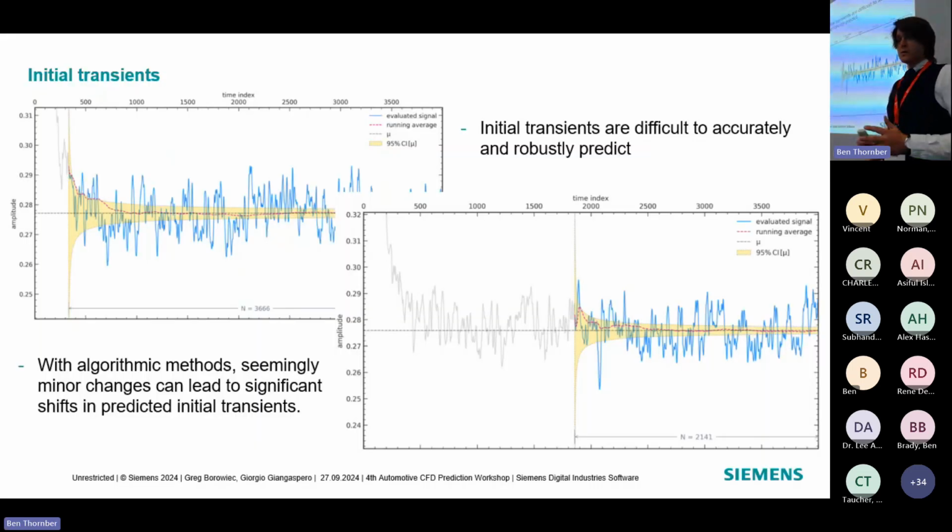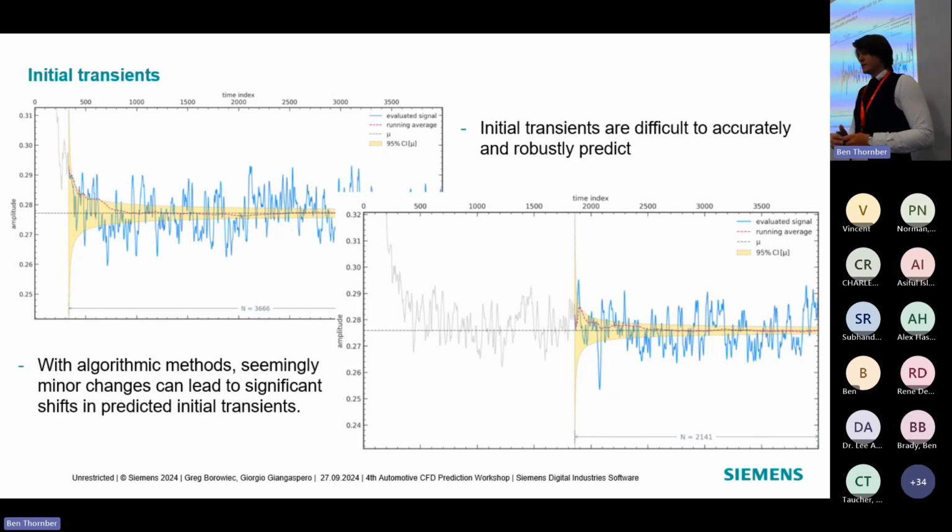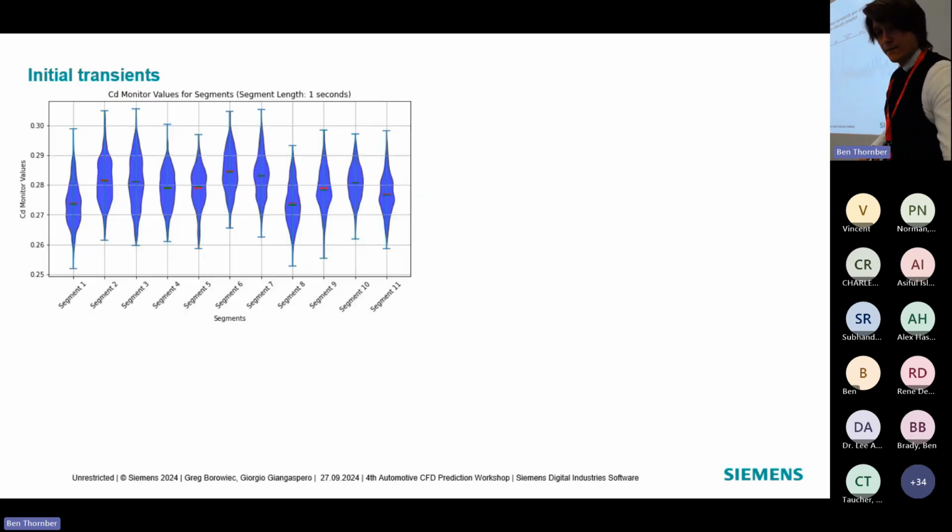Transient simulations are perhaps trickier to post-process, partially due to initial transients that are difficult to accurately and robustly predict. An algorithmic approach to calculating initial transients is useful. However, small changes such as performing calculations on a different number of cores, as we see on this slide, can lead to significantly different initial transient prediction, which we found problematic in studies of noise factors.